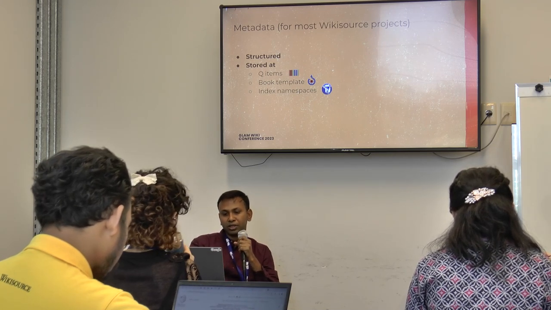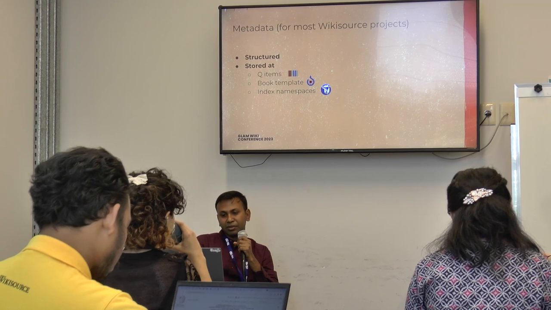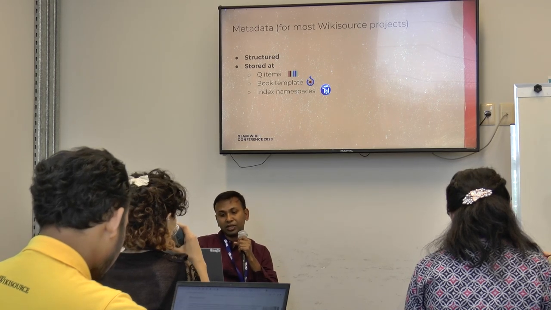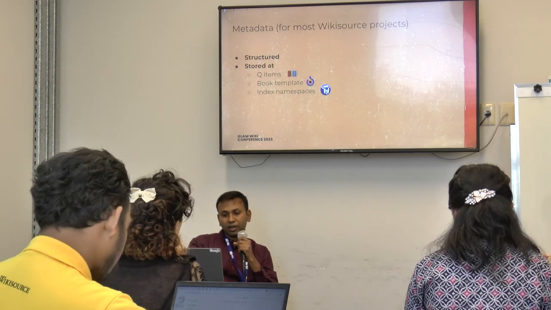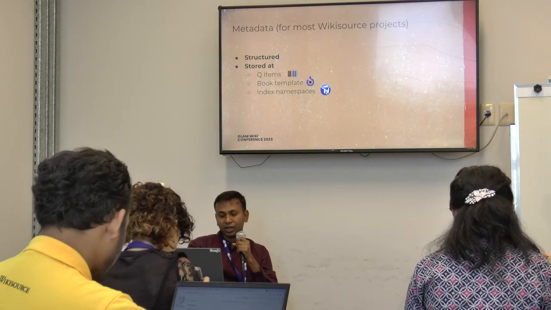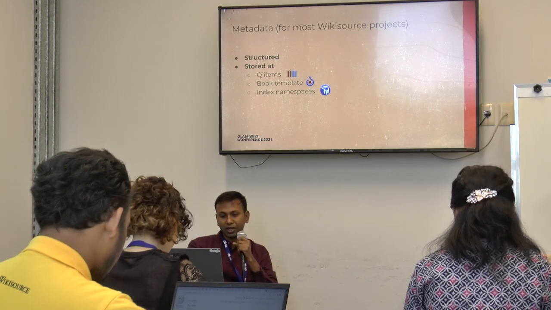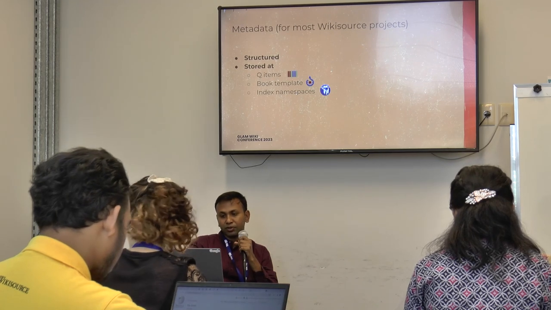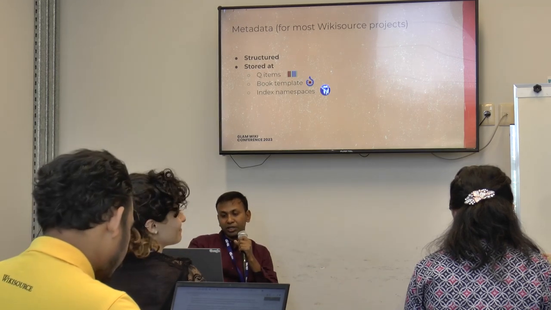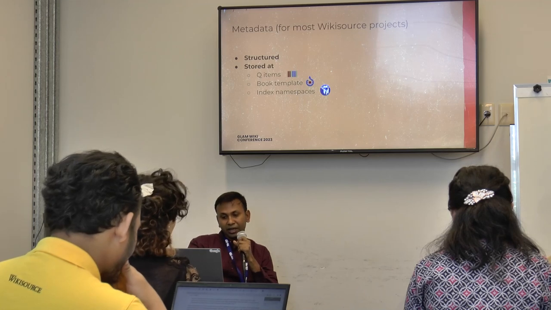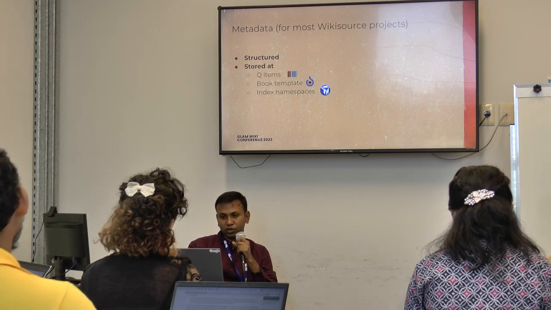You can find out who the author of the book is, you can find out who the publisher is, and so on. And most of the time, the metadata is stored in Wikidata as Q items. I'm sure everybody knows about Wikidata, so I'm not going into much detail. But if you have any questions around Wikidata, you can obviously ask. Many of us are already editing on Wikidata. So for most Wikisource projects, the metadata is stored in Q items in Wikidata. In Commons, there is a template called the Book template, and in Wikisource, there is a namespace called the Index namespace.